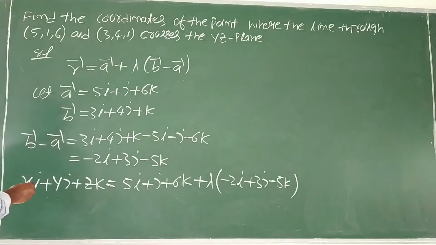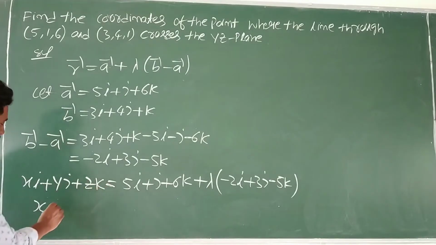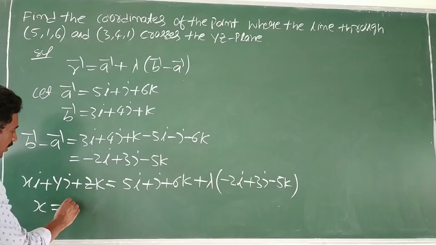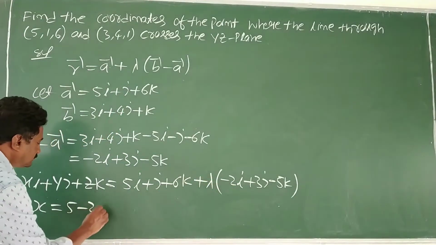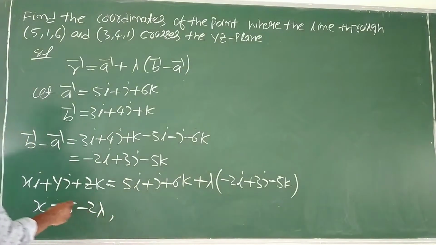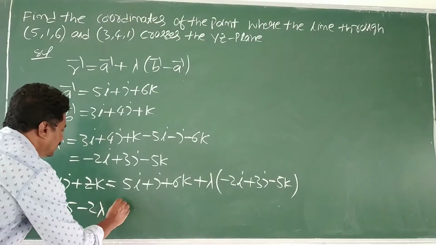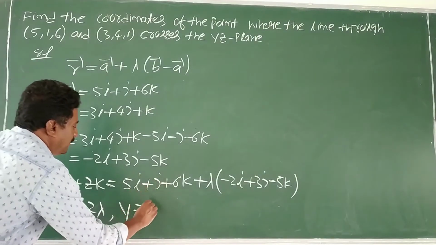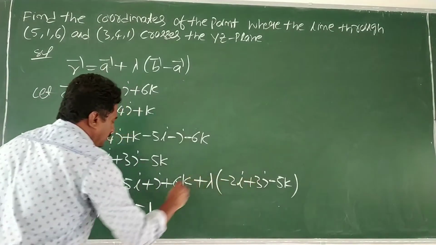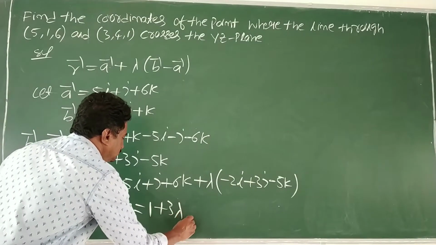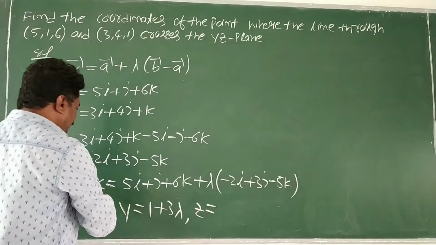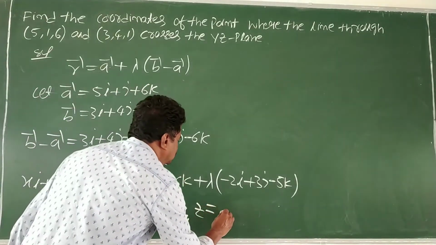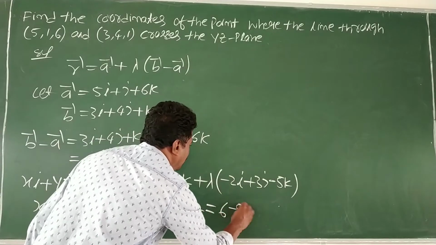Tell me I component, students. I component, it is X. I component X equals I component 5, so move like that, minus 2 lambda. J component, it is Y equals J component 1, plus 3 lambda. So Z. K component. Tell me K component, students. K component Z, K component 6, minus 5 lambda.